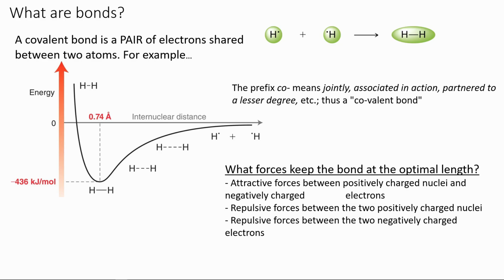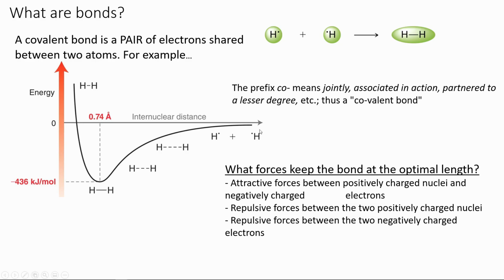In this example, we're looking at a hydrogen-hydrogen bond. So 2 hydrogen atoms, each with 1 valence electron. Those 2 electrons bonding together to form a covalent bond, jointly associating the 2 atoms together. So this partnership is going to be what creates a chemical bond.